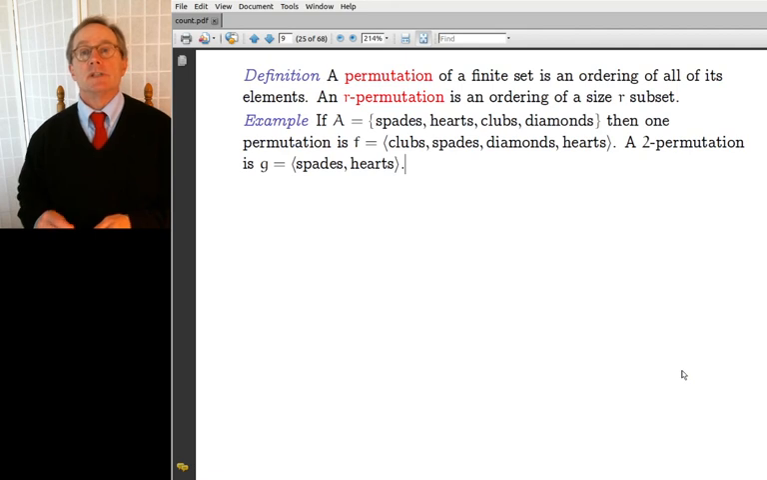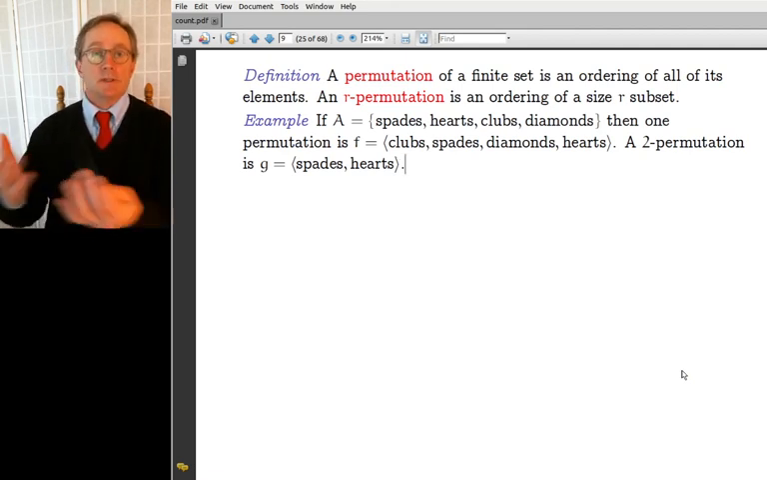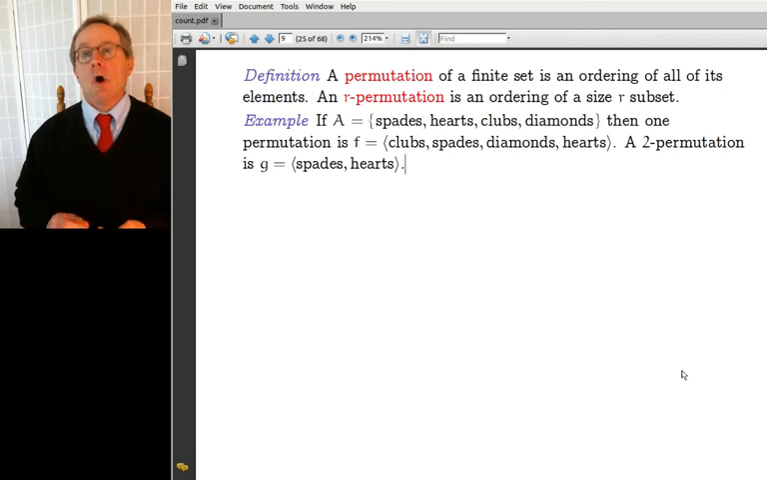So the definition is a permutation of a finite set is an ordering of all its elements. Somebody wins, somebody comes in second place, like that. An R permutation is an ordering of a size R subset. So when I was looking at the permutation lock, I was only interested in 3 numbers at a time, not all 36.